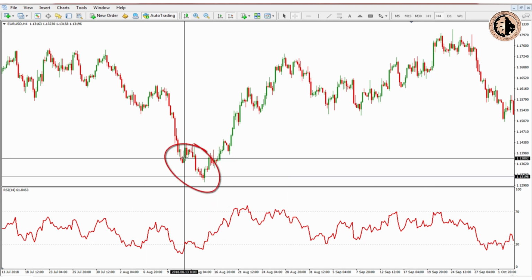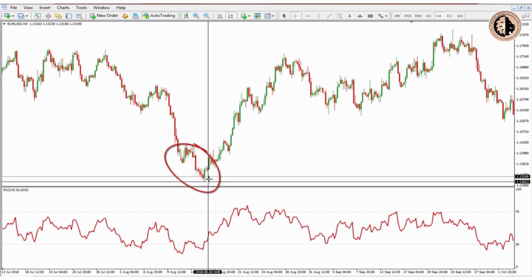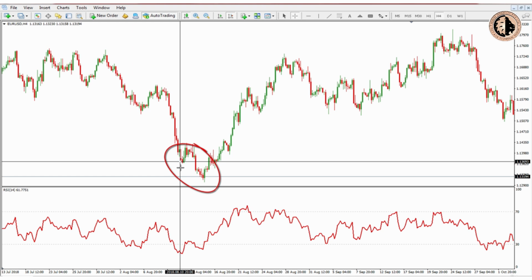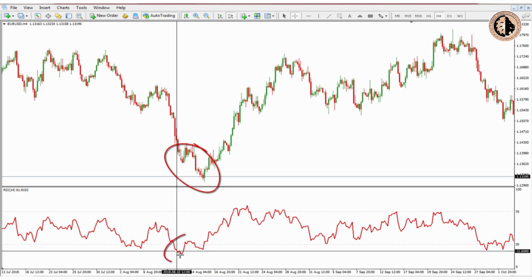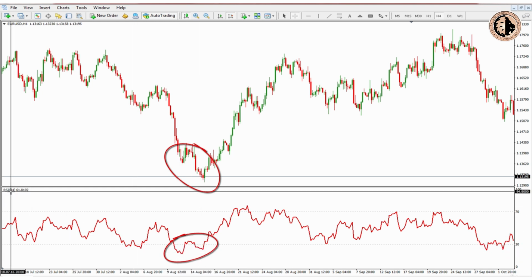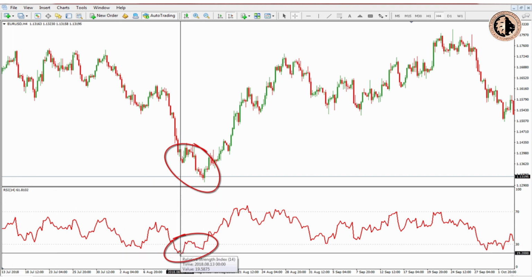I still pay attention to these two bottoms on the chart. The price shows a lower bottom than the previous one, but what does the indicator show? The indicator on its chart shows a higher bottom than the previous one. This is the RSI oscillator, so we have a deviation of the RSI oscillator in relation to the price movement.